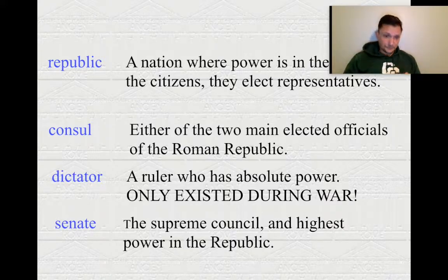Now, there's also the Senate. Really quick, in parentheses next to this, put 300 plus. There were actually over 300 different senators in the Roman Republic. That's the Supreme Council, the highest governing body of Rome. They hold the power to debate and initiate laws. That's their main ability.